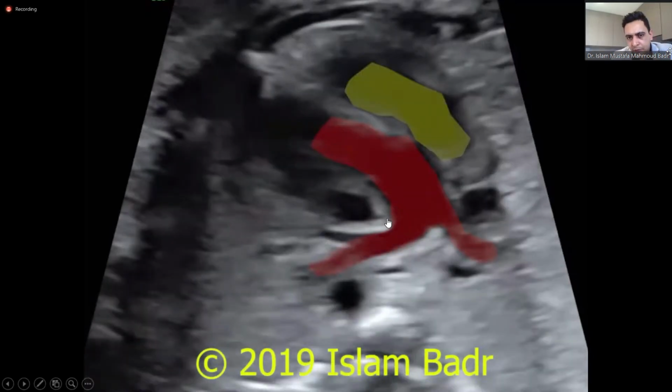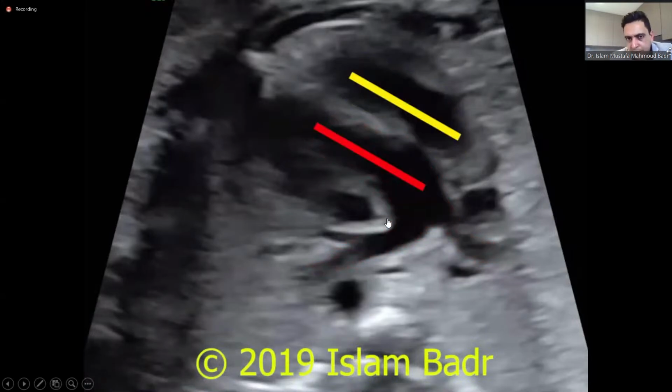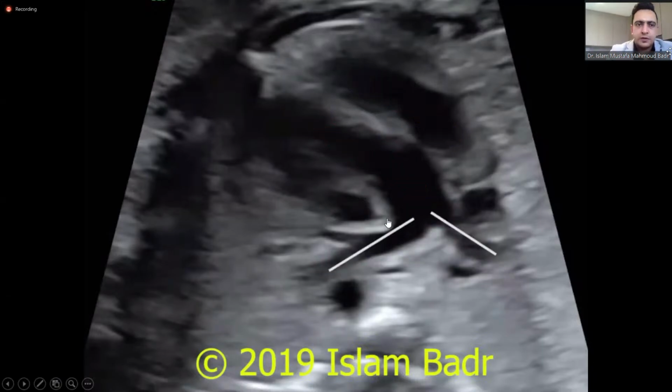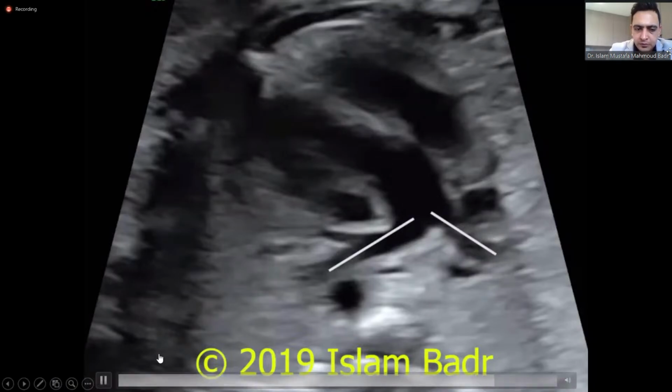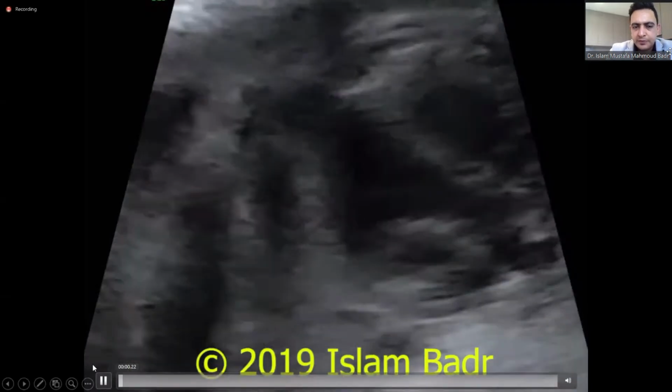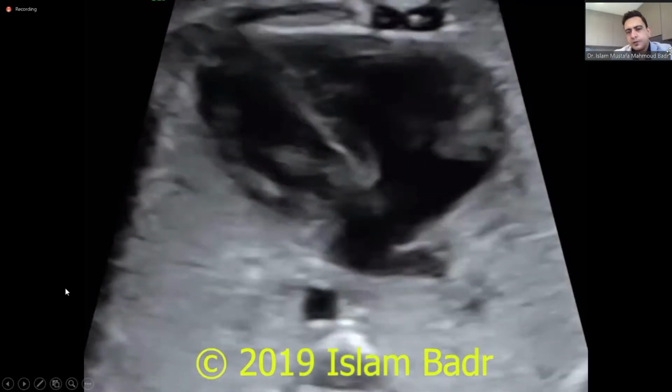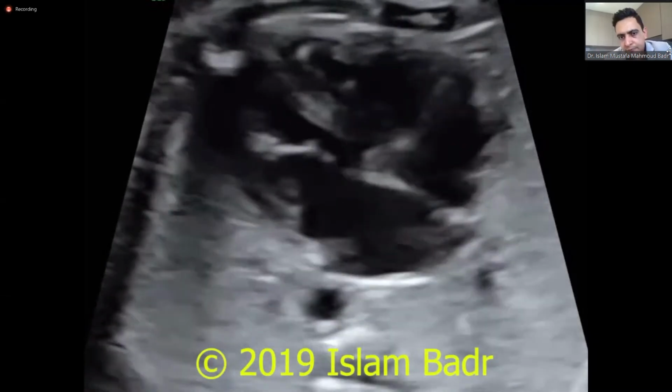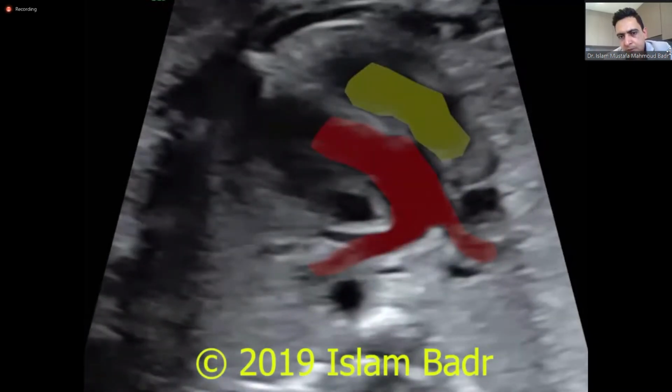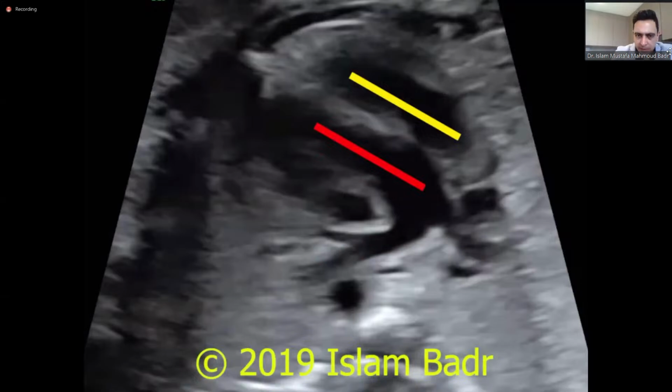So the pulmonary artery now is red and the aorta in yellow color, and you can see how the pulmonary is coming out of the left ventricle and how the aorta is coming out of the right ventricle. This is the parallel orientation of the great vessels. Okay. So again, this is how can you apply the crossover knowledge to diagnose the transposition of great arteries. The pulmonary is coming out of the left ventricle, and the aorta is coming out of the right ventricle. And this is the parallel orientation.